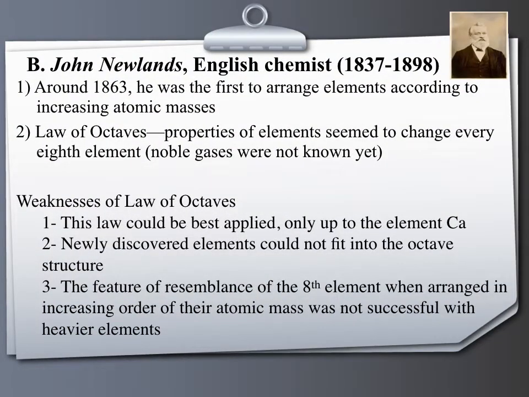Then, from 1837 to 1898, an English chemist named John Newlands was the first to arrange elements according to atomic mass. So around 1863, he came up with the law of octaves, where the properties of elements seemed to change on every 8th element. The noble gases were not yet known.